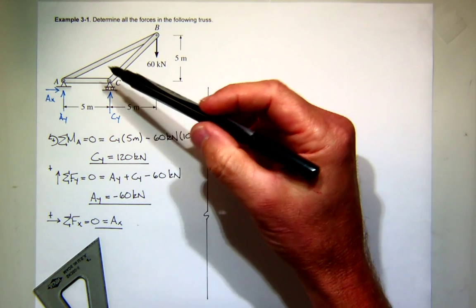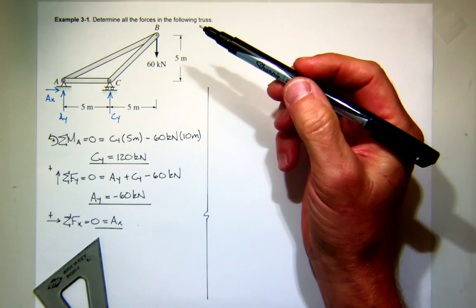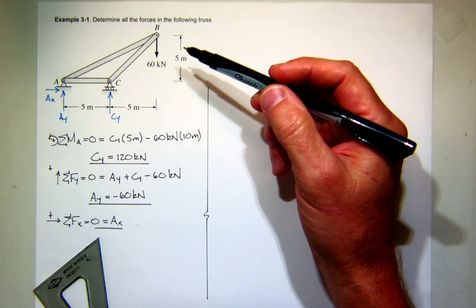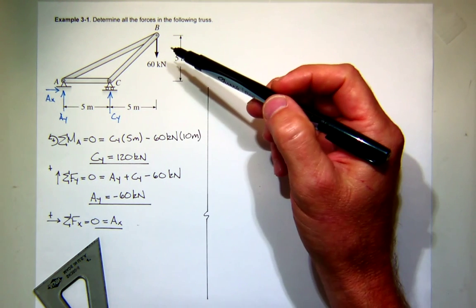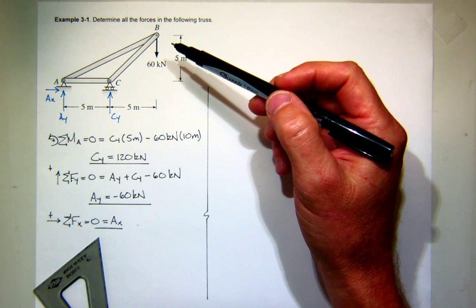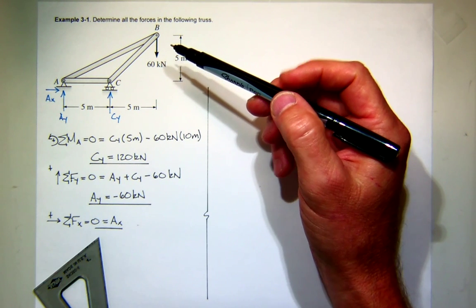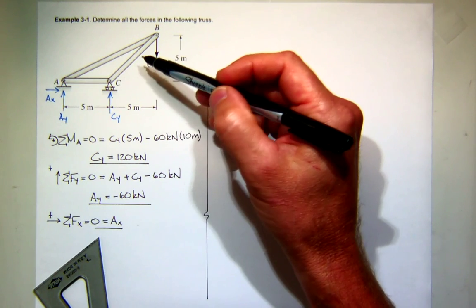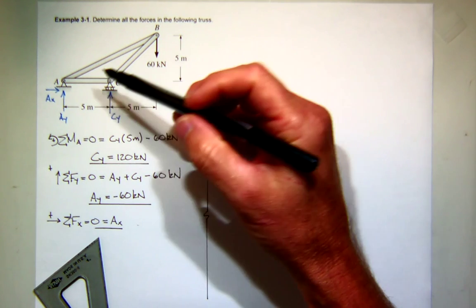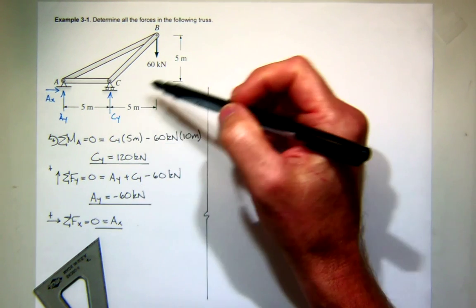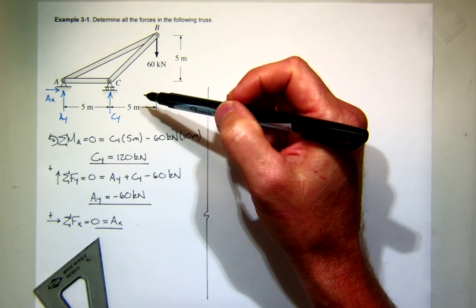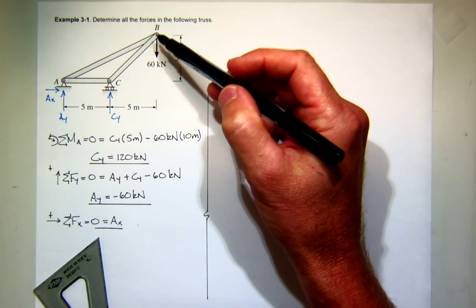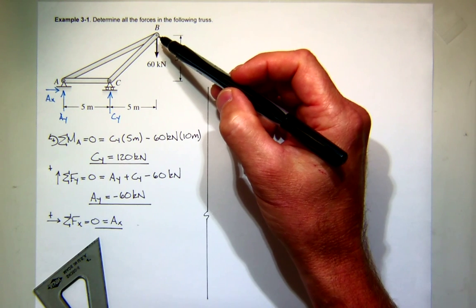So where would you like to start? A, B, or C? Well, let me ask you this question first. Is there any joint we cannot work first? Well, there's how many unknowns at B? 1, 2. 2 equations, 2 unknowns. Same thing at C, same thing at A. So there's no one that we can't work, but there are ones that we probably don't want to work, and that would probably be B.